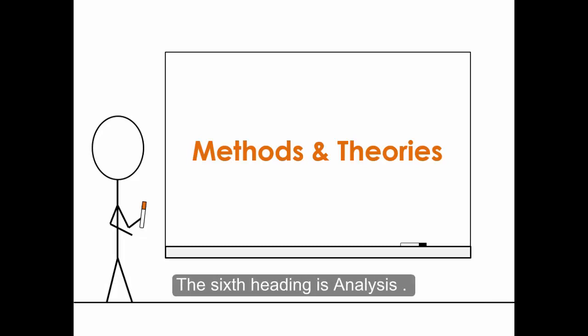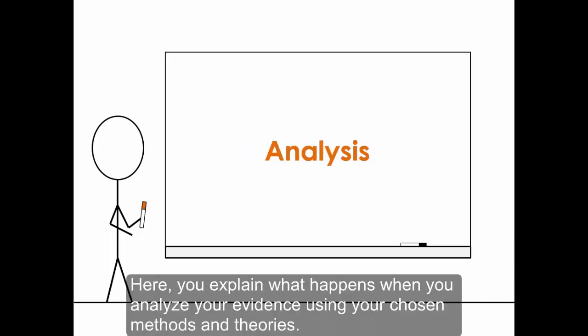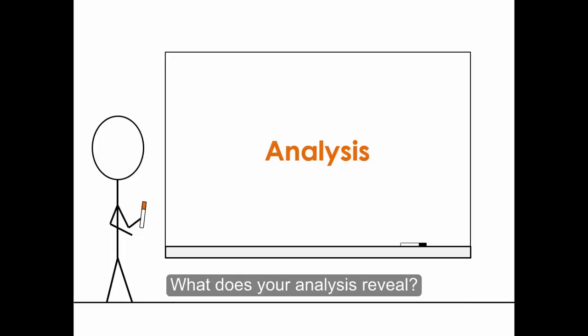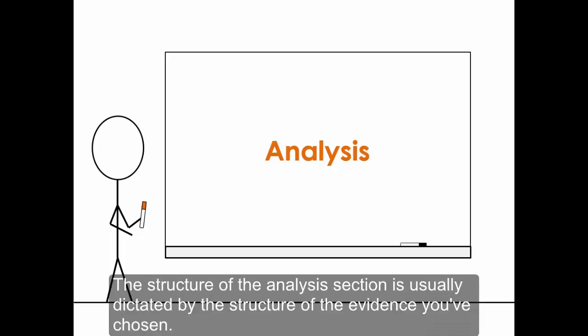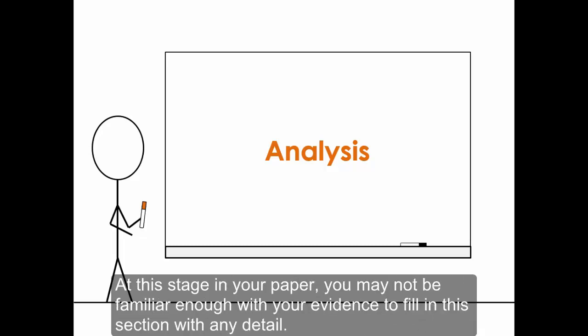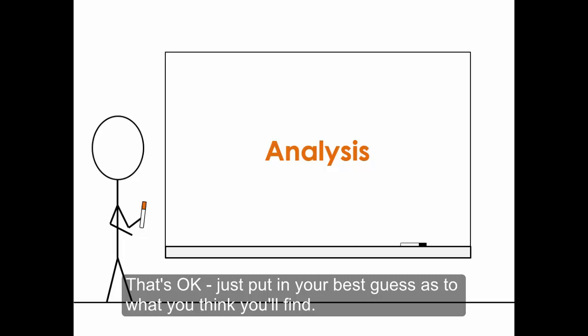The sixth heading is analysis. Here, you explain what happens when you analyze your evidence using your chosen methods and theories. What does your analysis reveal? The structure of the analysis section is usually defined by the structure of the evidence you've chosen. At this stage, you may not be familiar enough with your evidence to fill in this section with any detail. That's okay. Just put in your best guess as to what you think you will find.